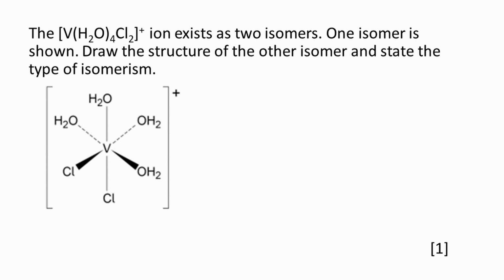The VH2O4Cl2 plus ion exists as two isomers. One isomer is shown. Draw the structure of the other isomer and state the type of isomerism.